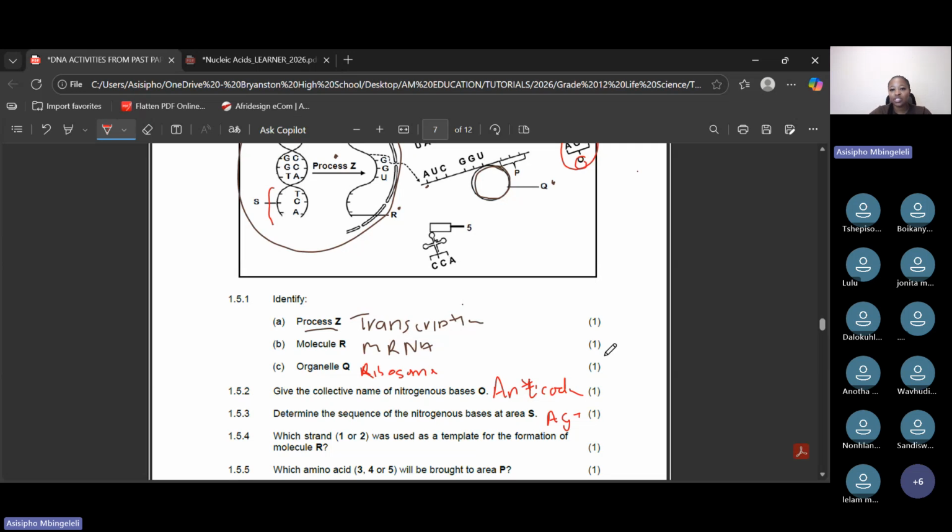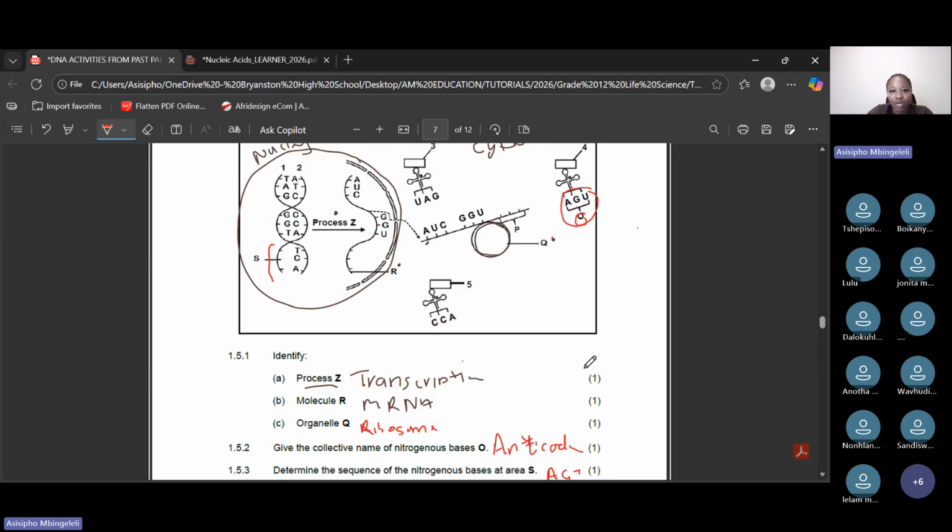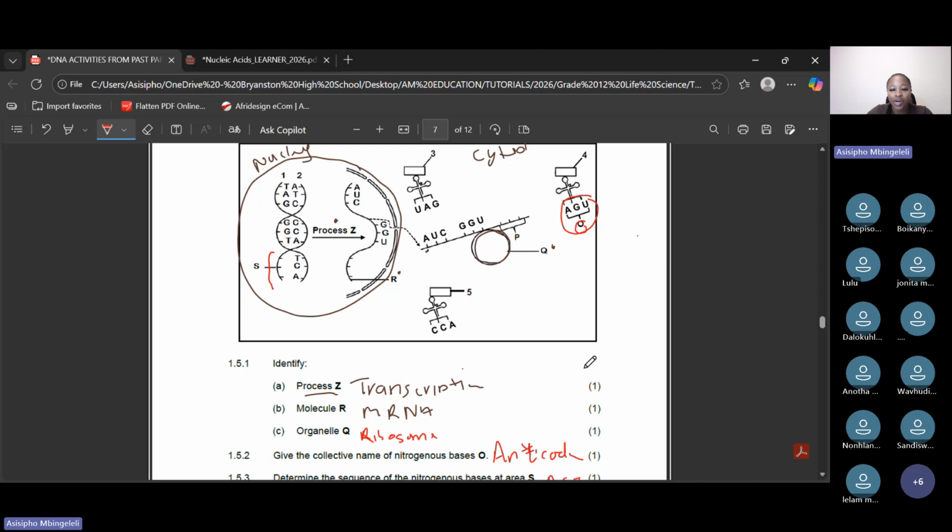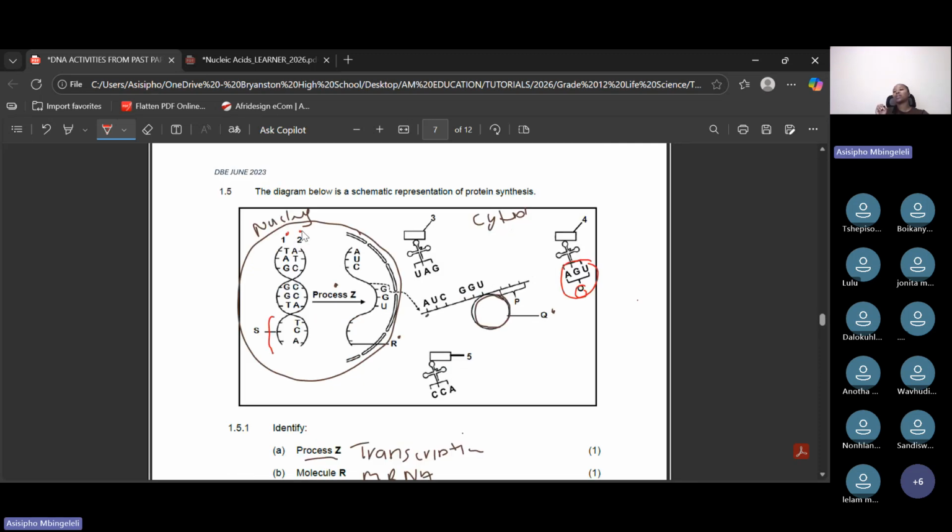Which strand, 1 or 2, was used as a template for the formation of molecule R? There are the strands, strand 1 and 2. Anyone unmute and tell me, which strand did we use in order for us to form molecule R? 1. The double helix has 2 strands, strand 1 and strand 2. You need to tell us which one was used between 1 and 2. I think I heard an answer. Someone said 1.